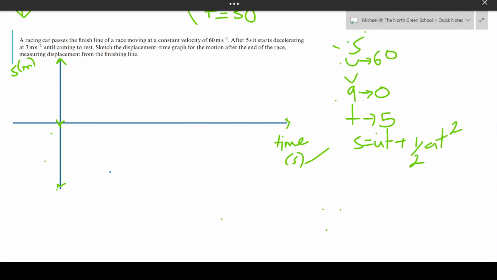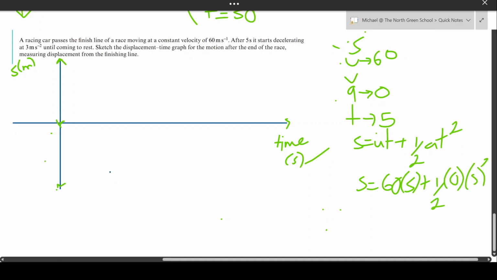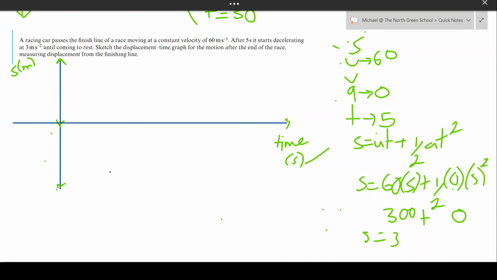S equals 60 times 5 plus a half times 0 times 5 squared. A half times 0 is 0, and 0 times 5 squared is 0. So this whole thing is 0 plus 60 times 5, which is 300. So the displacement is going to be 300 meters. So right there, the displacement, we're going to be somewhere like at 300. Let's put it as 300.